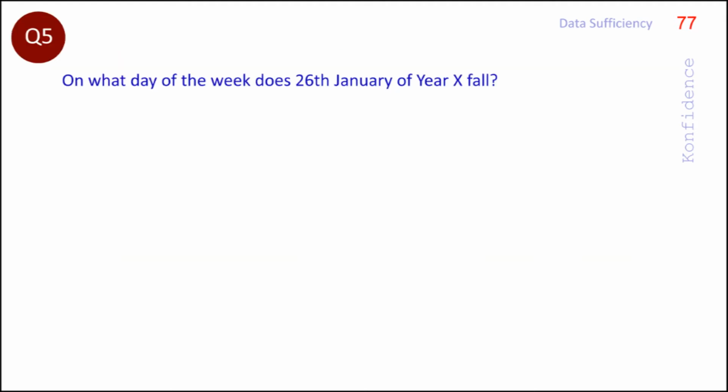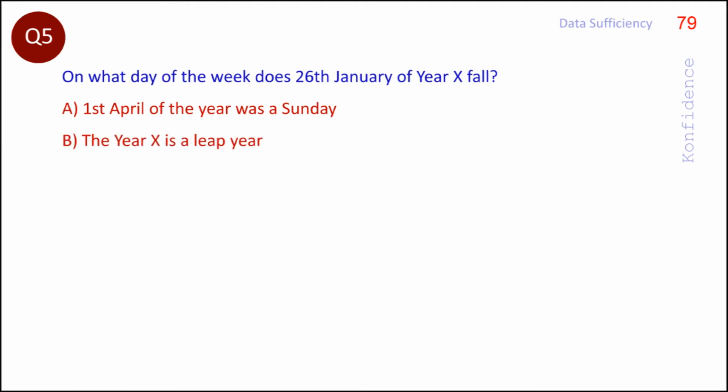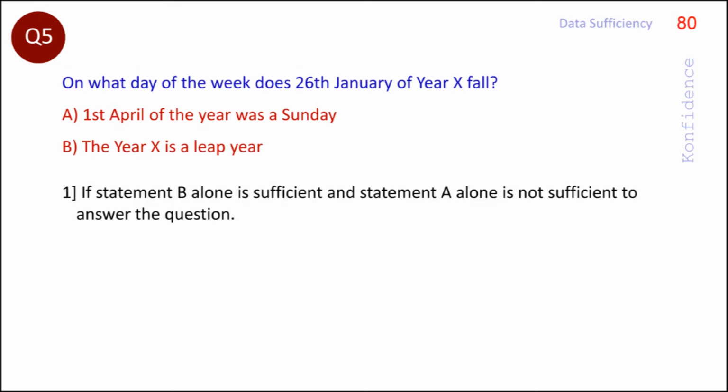Now, look at the question Q5. On what day of the week does 26th January of year X fall? Statement A. 1st April of the year was a Sunday. Statement B. The year X is a leap year. Mark your answer as 1 if statement B alone is sufficient and statement A alone is not sufficient to answer the question.